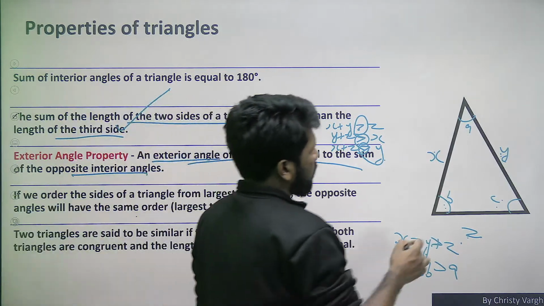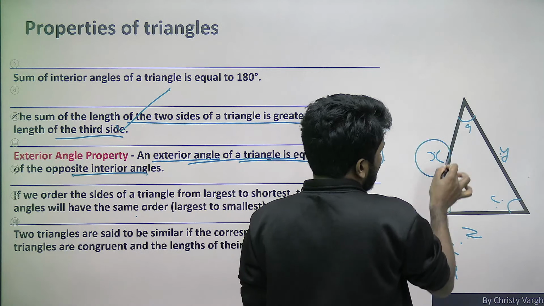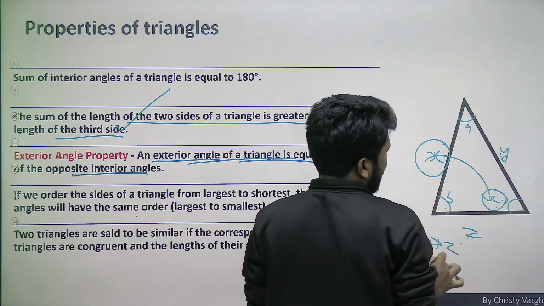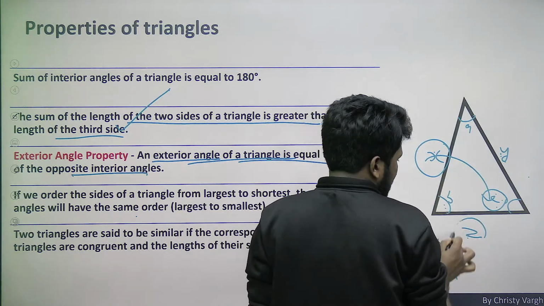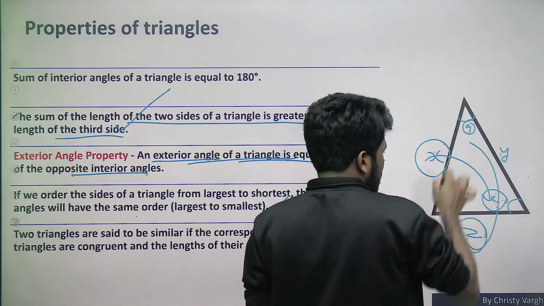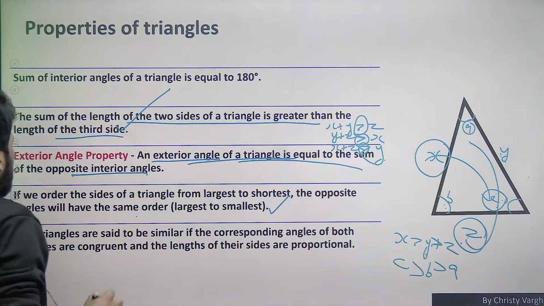Or if that needs to be explained more simply, if X is the largest, then the largest angle will be C because X's opposite is C. For example, if Z is the smallest, then Z's opposite is A, which will be the smallest angle among the three angles. So that is what the fourth property says.